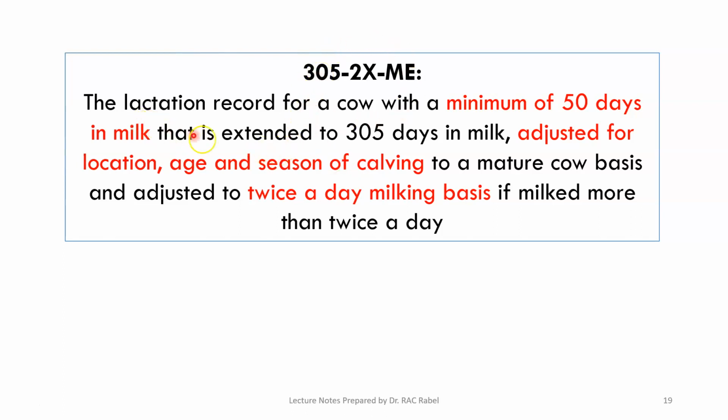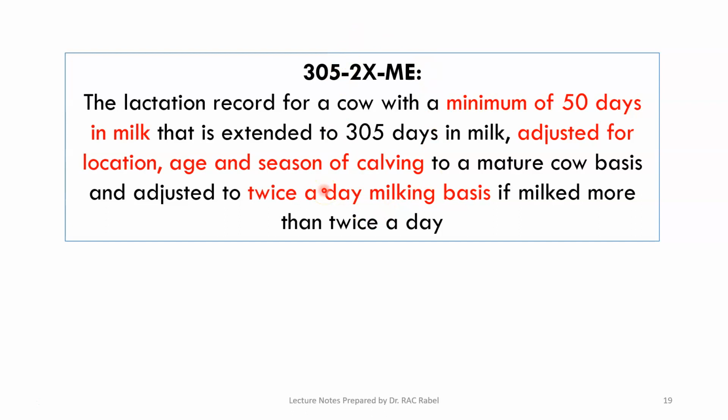So the definition is the lactation record for a cow with a minimum of 50 days milk, and is extended to 305 days, adjusted for location, age, season of calving, to a mature cow basis, adjusted to twice a day milking. Okay, so that is what this is.